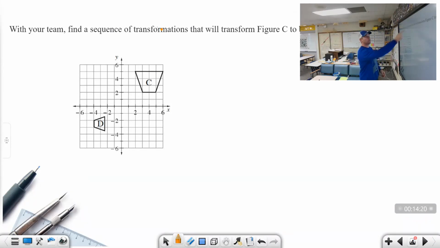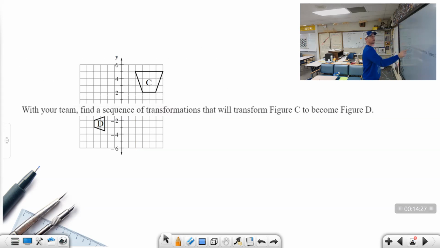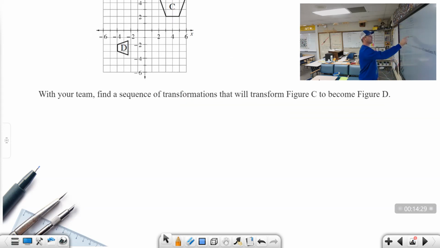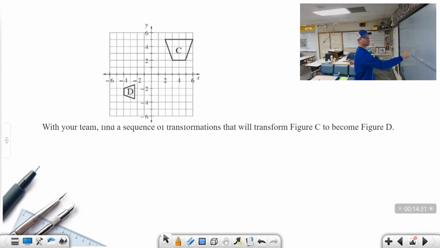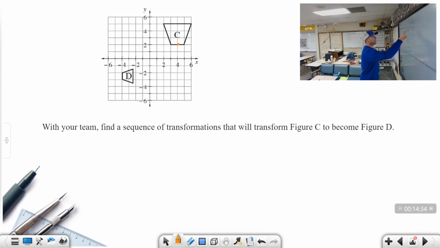Our final problem for today, now that you have finished V, is, scoot this so that we can read it. With your team, find a sequence of transformations that will transform C into D. May I suggest that you do your dilation first? It is so much easier to do a dilation first. Once you do a dilation, then focus on your slide, turn, flip, okay?